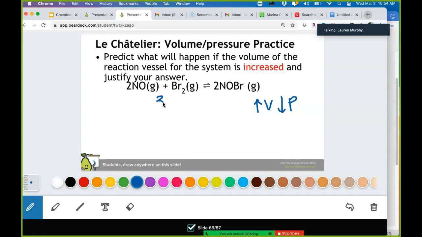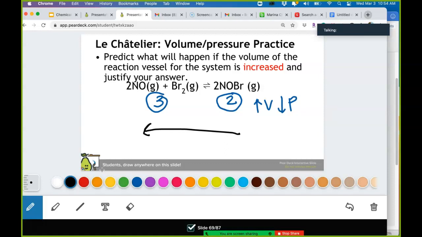So again, there's 3 moles of gas over here, and there's 2 moles of gas over here. So if I lower pressure, now I don't have enough pressure. How am I going to get more pressure back? I'm going to shift towards the side with more moles, so not away from it. I need more pressure, so I'm going to shift to the side with more moles of gas to try to get my pressure back up and reestablish equilibrium.